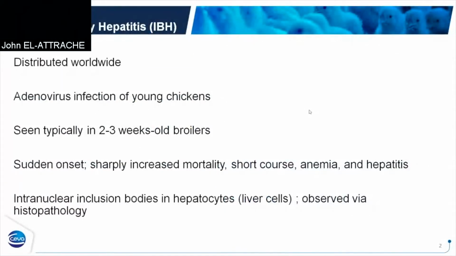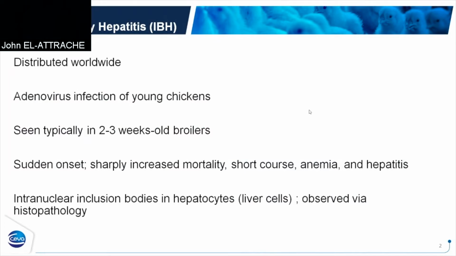All right, inclusion body hepatitis, as most of you may or may not know, is distributed worldwide. It presents itself in various formats. For the most part, within the U.S., our main issue with avian adenovirus is inclusion body hepatitis. Avian adenoviruses do present in different diseases, such as hydropericardium in other parts of the world, often associated with a different serotype. But adenovirus often infects young chickens and presents itself in many fashions.